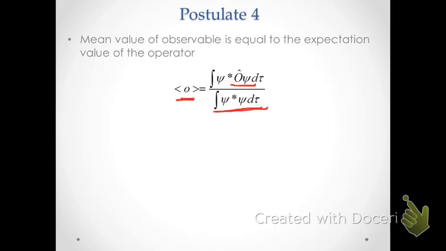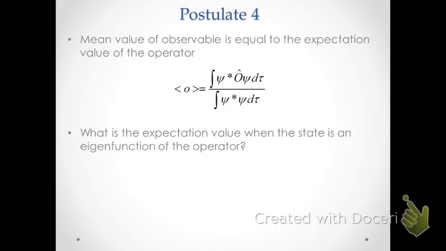So you'll get some examples of this. We're just laying the foundation right now. All right, so let's just simply ask the situation. Suppose we have a case where we do have a function that is an eigenfunction of the particular operator. What's the average value going to be?